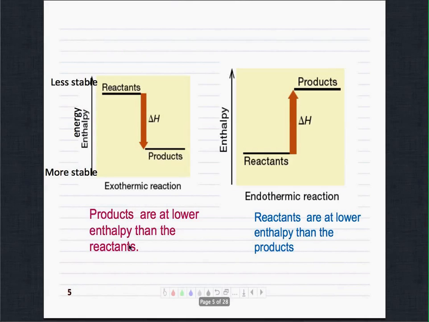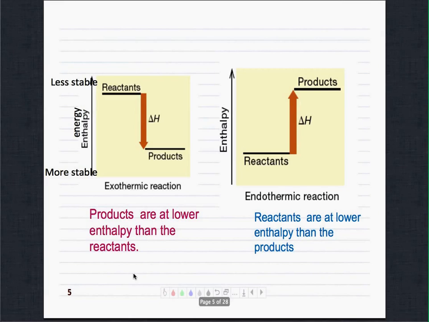So you should be able, if you're given any graph like this, of the reaction coordinate versus the energy, to identify whether this reaction is endothermic or exothermic by looking at it. So these are the energy of the reactants, and these are the products. Is this reaction endo or exo? It's an exothermic reaction because the reactants have higher energy than the products.